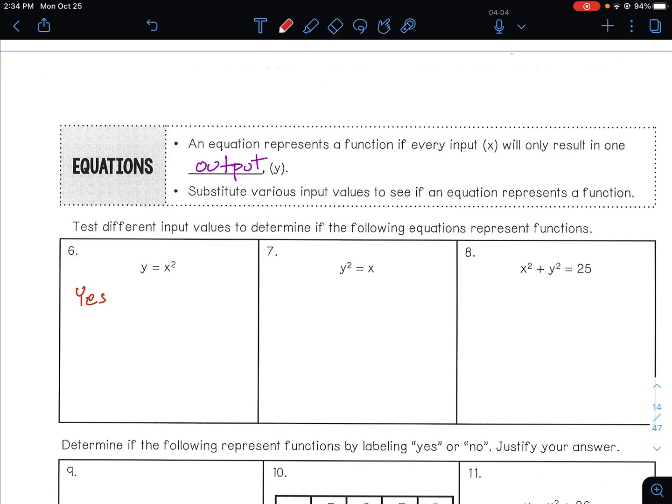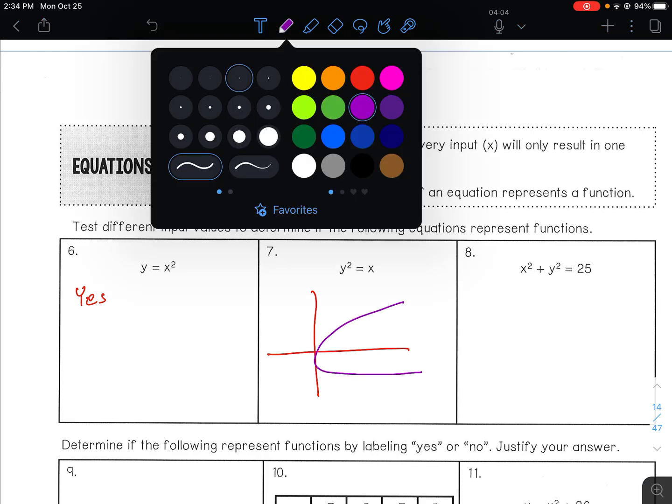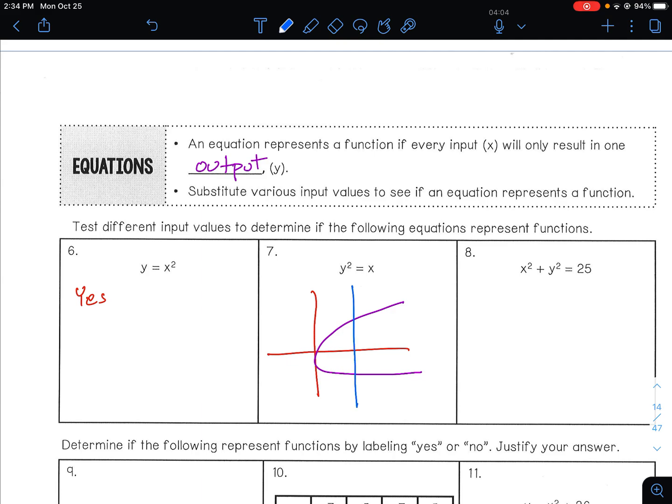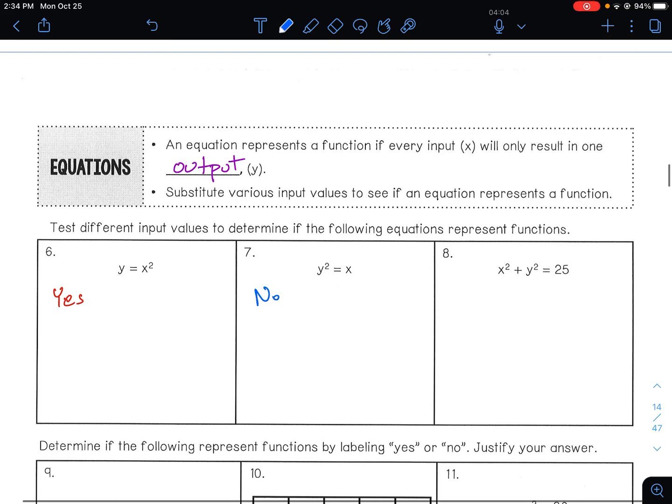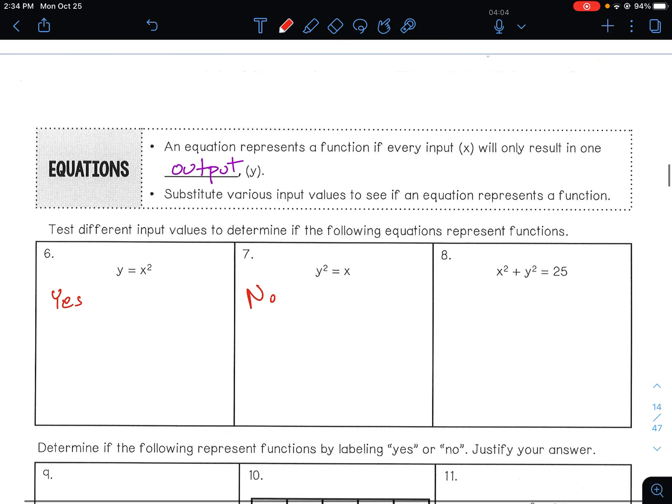Here's the thing. If I graph this, the graph ends up looking like this. And definitely this graph would fail a vertical line test pretty much everywhere except for one place. So this is not a function. No, not a function. And you may be wondering if number 8 is a function or not. Well, I'm just going to tell you straight up, it is not a function.